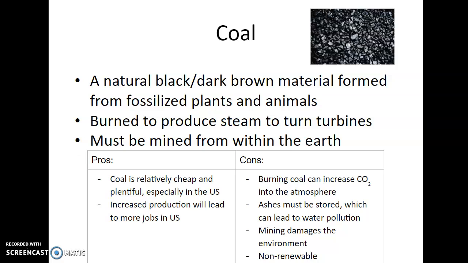For example, way back in the industrial ages that you guys might have heard about in history, coal mining was a huge job for individuals. And so coal has always been around. It's always been such a big deal.